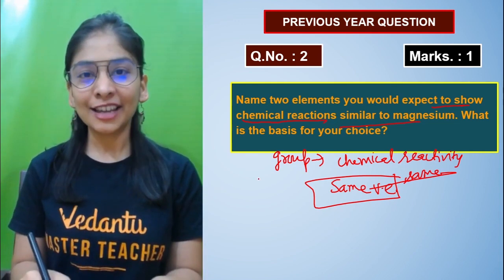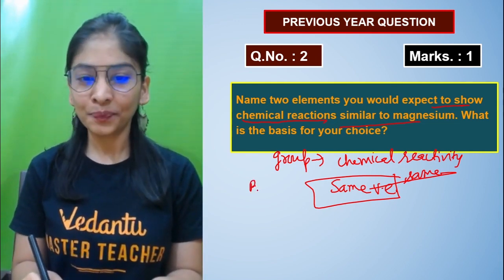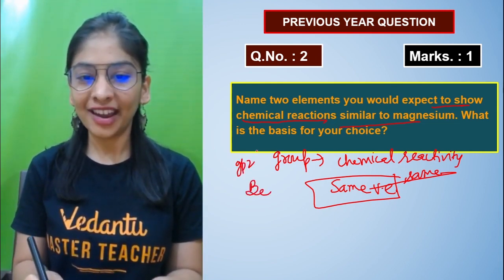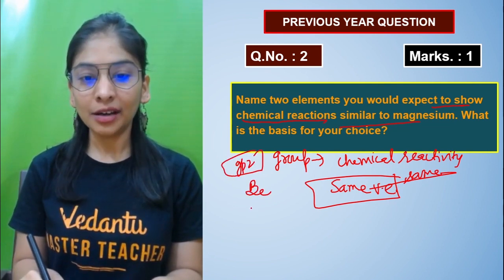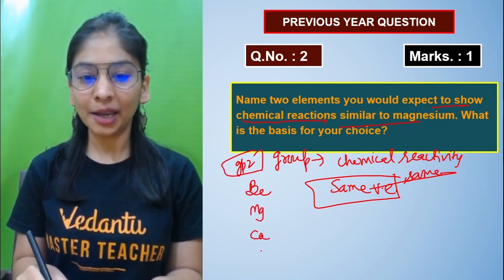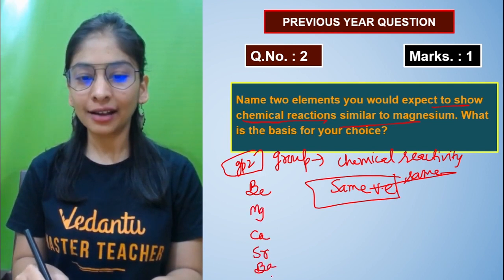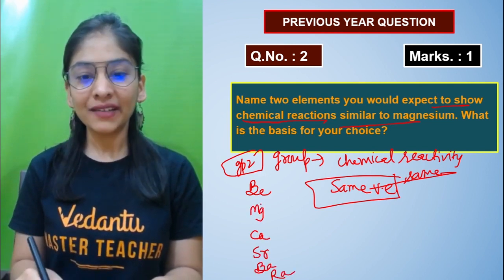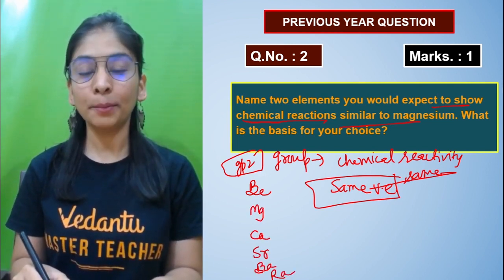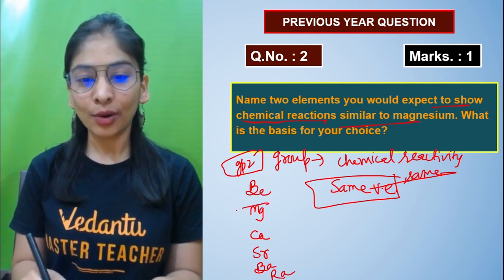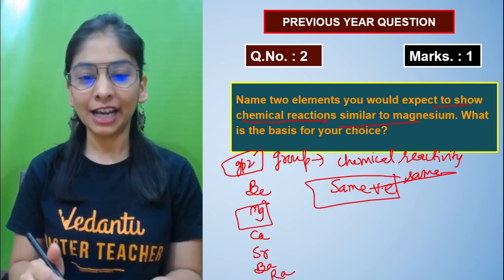Yes, students. So let me tell you the trick that I have given you for this group 2 from where my magnesium belongs. Bearded muggles came straight back rapidly. Beryllium, magnesium, calcium, strontium, barium, and radium. So all of the members will show similar kind of a property.